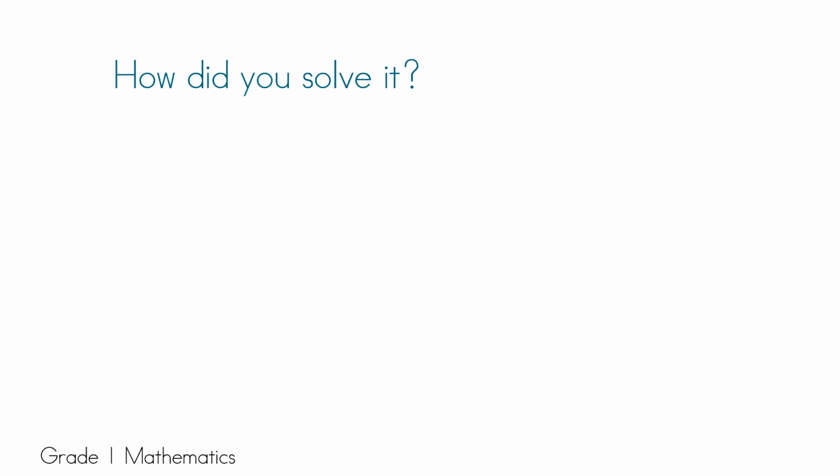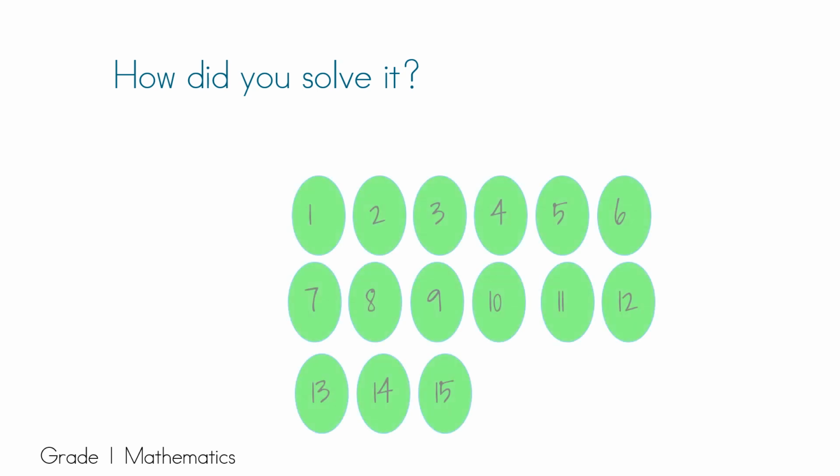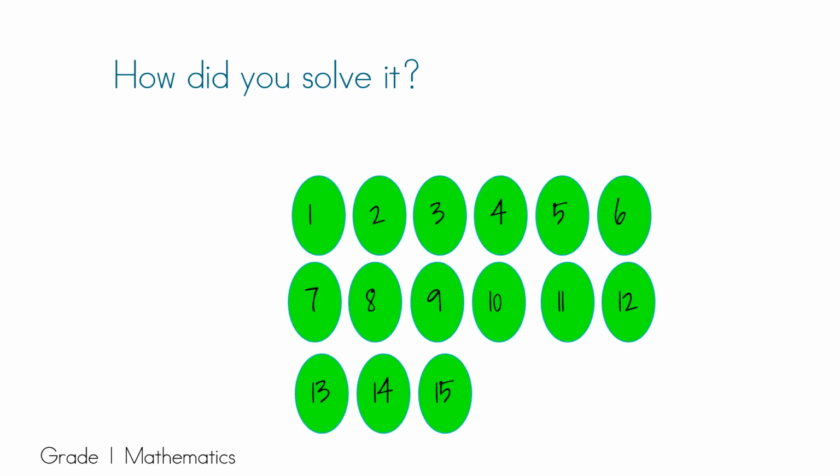John ran for 15 minutes on Monday. He ran 3 minutes longer on Tuesday. How many minutes did John run on Tuesday? We're going to share the ways you might have solved it. Maybe you used your blocks or pennies. 1, 2, 3, 4, 5, 6, 7, 8, 9, 10, 11, 12, 13, 14, 15 for Monday. And then 3 more minutes, 16, 17, 18.